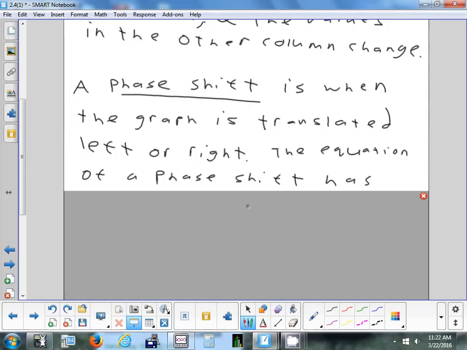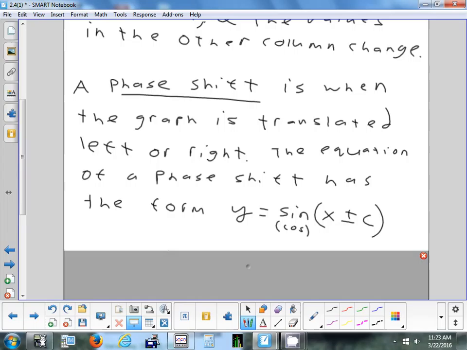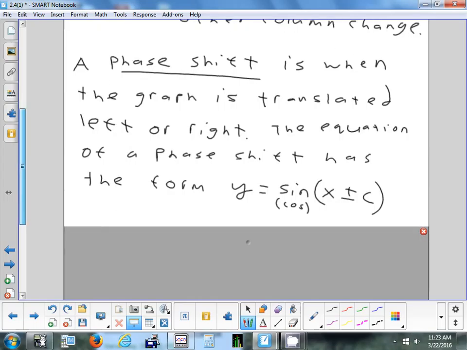Okay. So now that we know what a phase shift is, it's when things move left and right, we have to look at, when we write that as an equation, what does a phase shift look like? And this is what it looks like. It's when you have sine or cosine, and you add or subtract something inside the parentheses. Okay? That's what makes it a phase shift. It's when you add or subtract a number inside the parentheses.